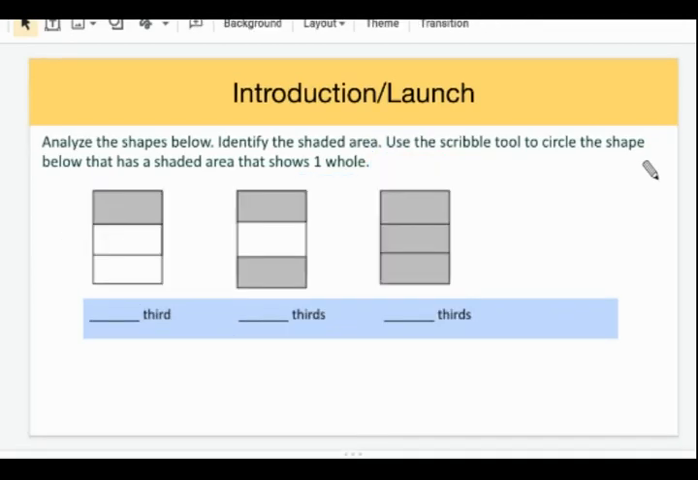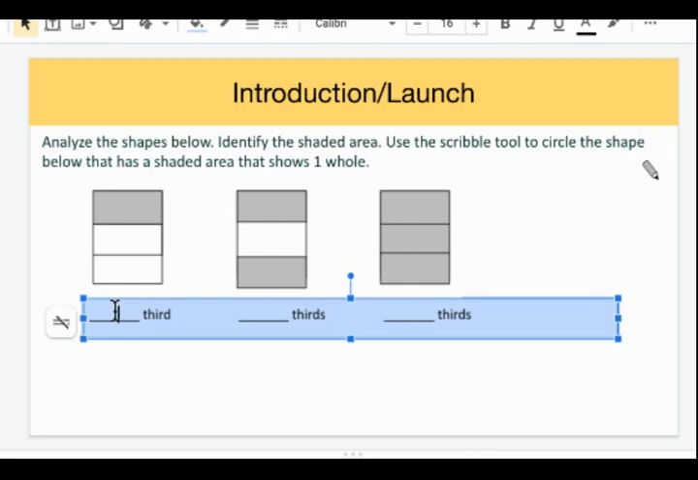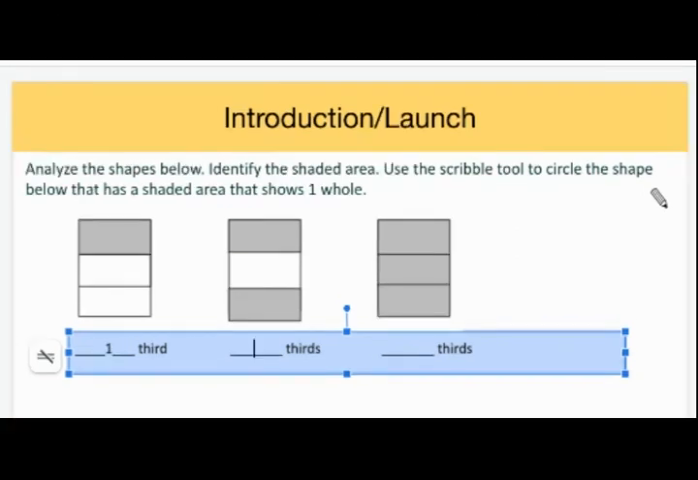Let's try this example. Read the instructions with me. Analyze the shapes below. Identify the shaded area. Use the scribble tool to circle the shape below that has a shaded area that shows one whole. So again, rectangle number 1 that's on the left, it's divided into three equal parts, but only 1/3 is filled in. So I'm writing the number 1 in the blank. Rectangle number 2 is also equally divided into three parts or thirds, but only 2 of those are shaded in. So I'm going to write 2 in the blank, 2/3.